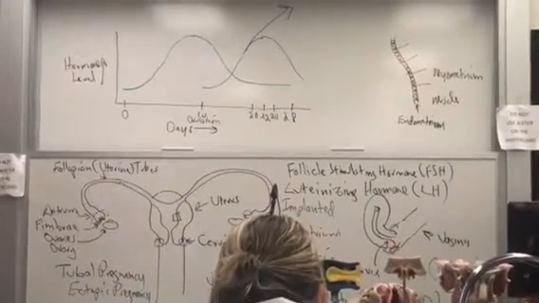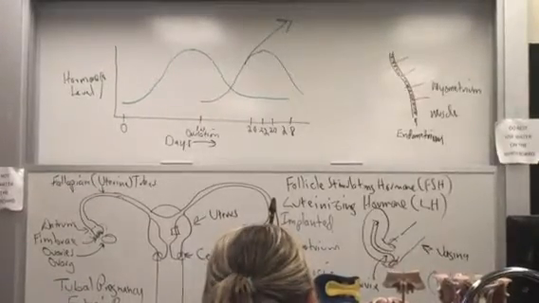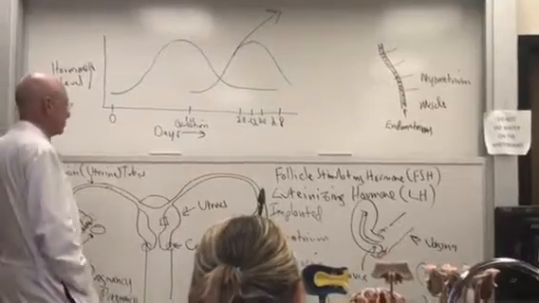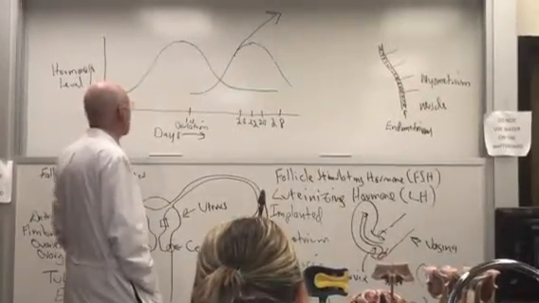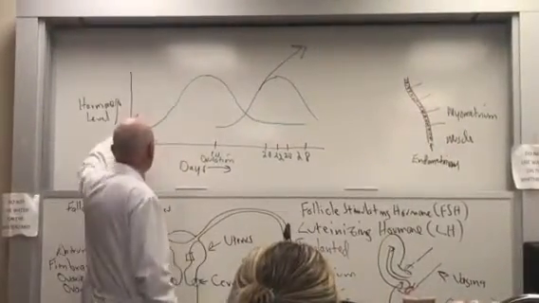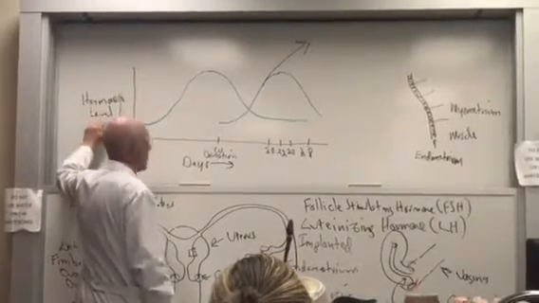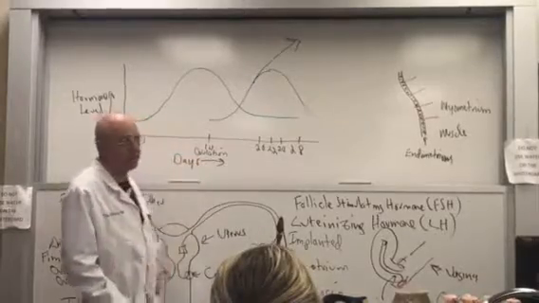The myometrium is the muscle of the uterus, and the endometrium is the lining of the uterus. Now, look at this graph. This is a graph, and on the y-axis we have hormone levels. On the x-axis we have days.